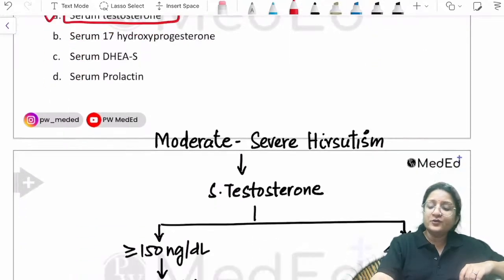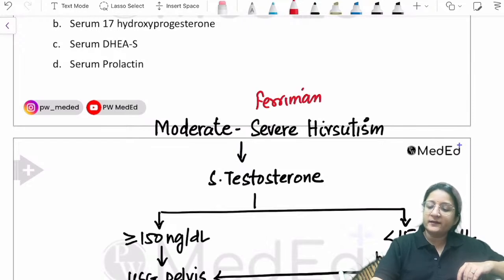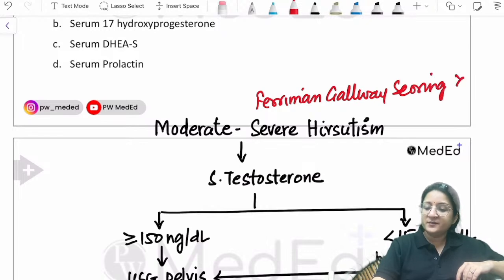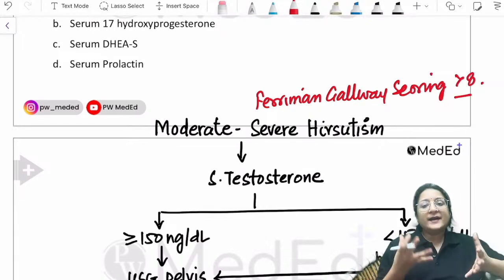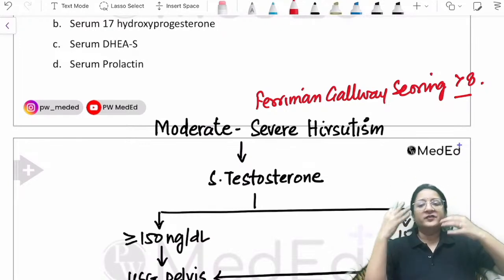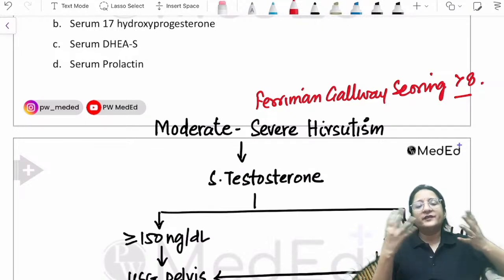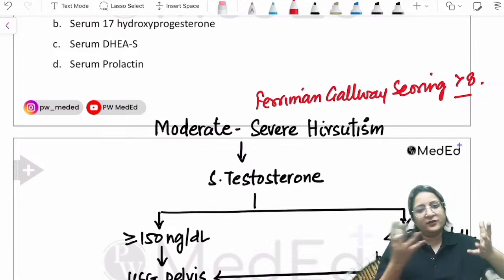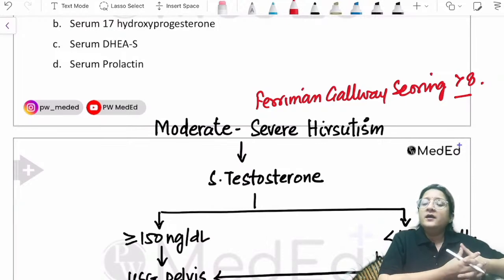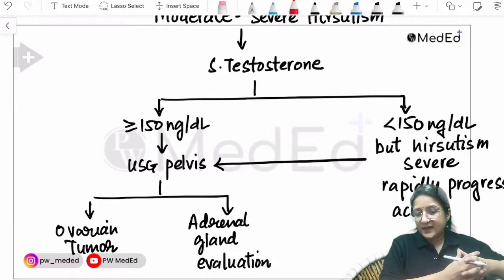So when you have moderate to severe hirsutism, when the Ferriman Galloway score, which is a scoring system for hirsutism, is more than 8, in clinical practice it is judged by clinical appearance, and many times patients don't come with their full-fledged hirsutism appearance in the OPD. We can ask them how often they use hair removal creams and everything. That kind of information can be gauged. So for moderate to severe hirsutism, serum testosterone should be done first.